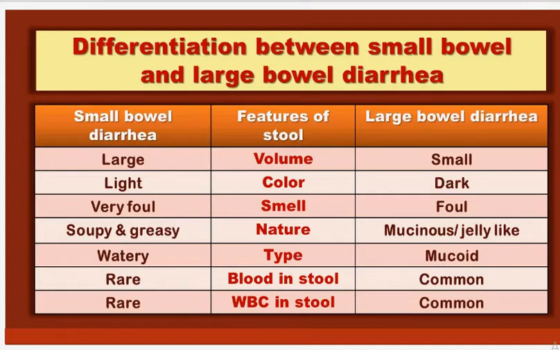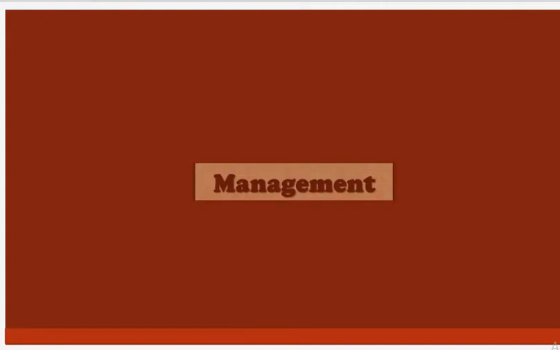The consistency is watery, mainly going with small bowel diarrhea, while in large bowel diarrhea it is mucoid. Presence of blood in the stool is rare in small bowel, while it is common in large bowel diarrhea or in colitis. And the presence of fecal leukocytes is rare in small bowel diarrhea, and it is common in the large. So we can differentiate clinically and by lab investigation between the site of the gastroenteritis, or the site of diarrhea, if it's small bowel or large, from these parameters.